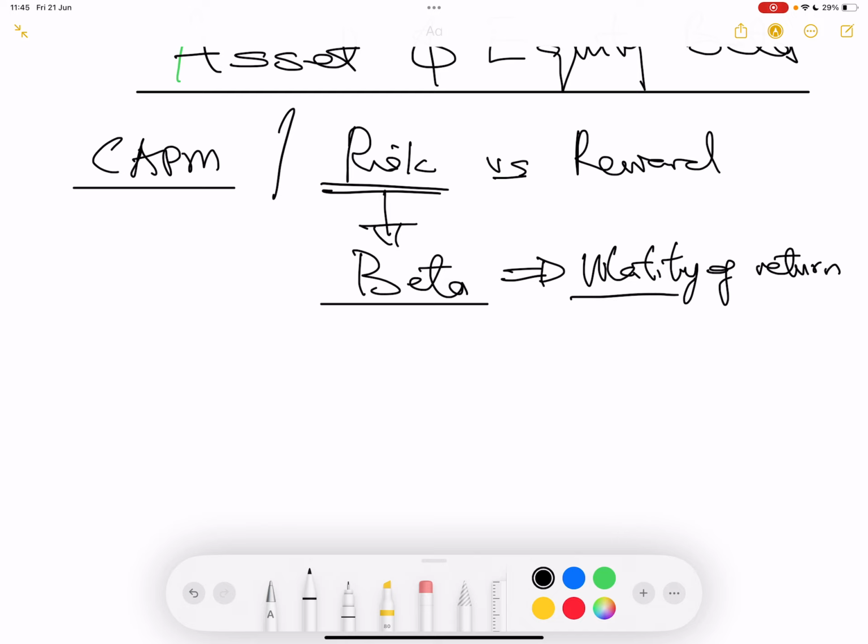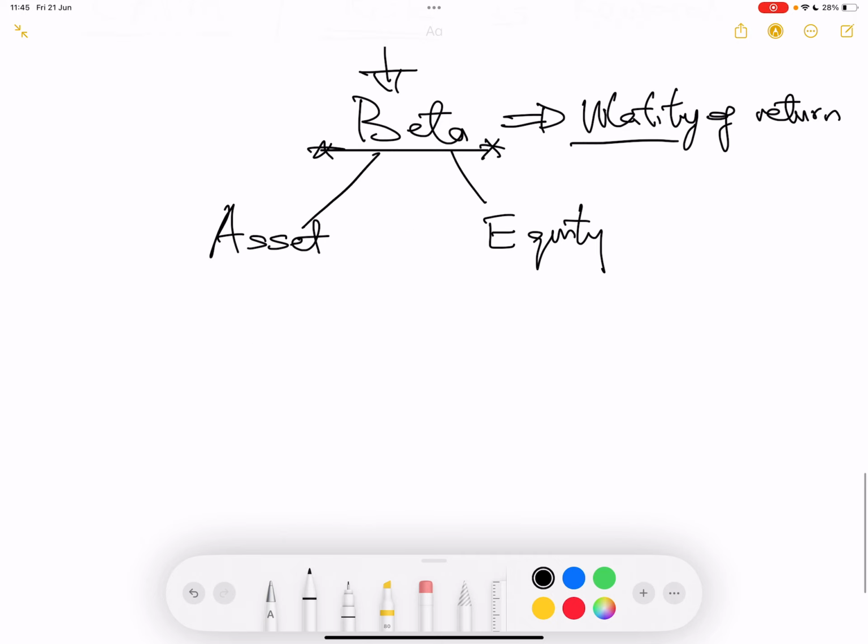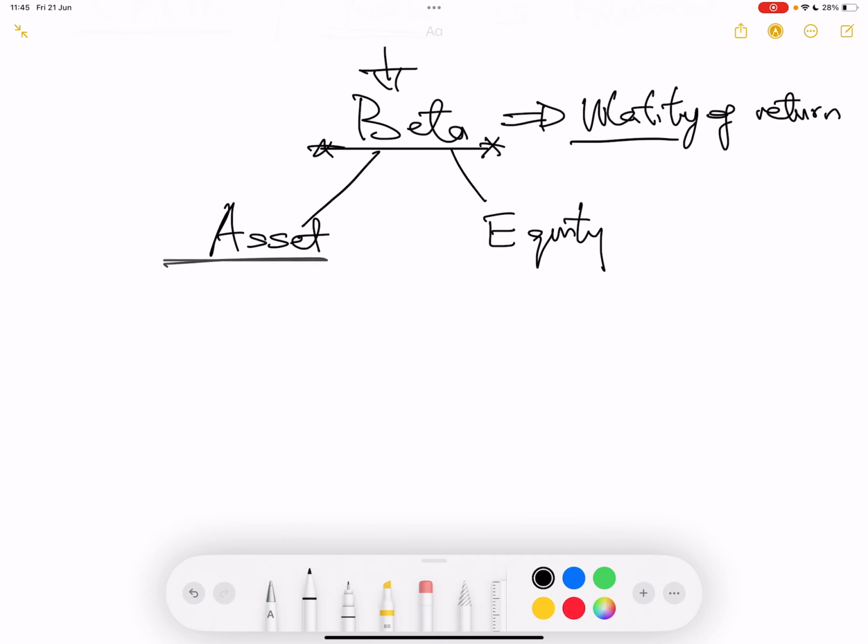Now the question is, this beta, when is it appropriate and what type of beta is appropriate? So there are two types of beta. There is asset beta and there is equity beta. And what is the meaning of asset beta? Asset beta is also called the ungeared beta, while equity beta is called the geared beta.